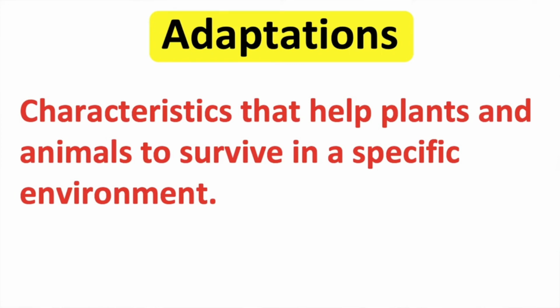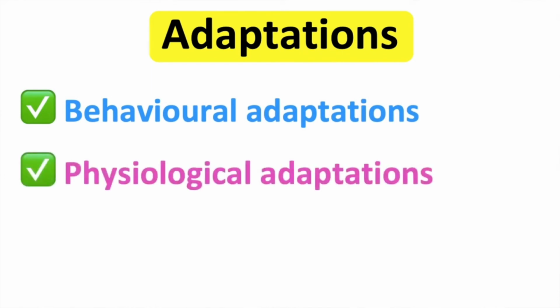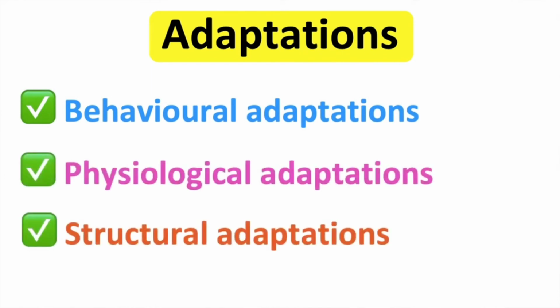Generally, organisms are well adapted to biotic and abiotic conditions of the environment. Adaptations are usually inherited from parents or they come from random mutations. There are 3 types of adaptations: behavioral adaptations, physiological adaptations, and structural adaptations.